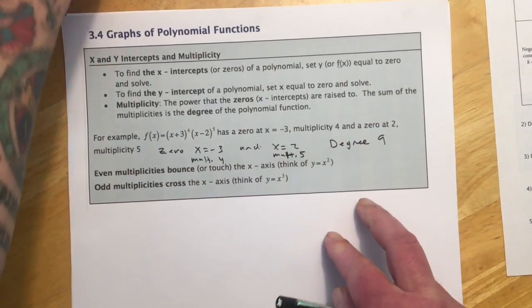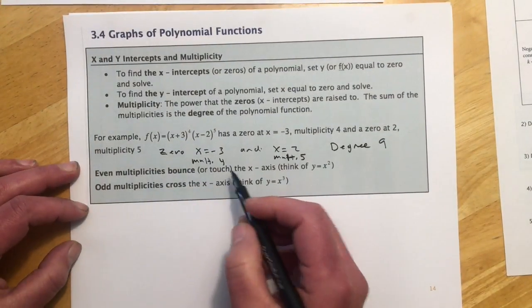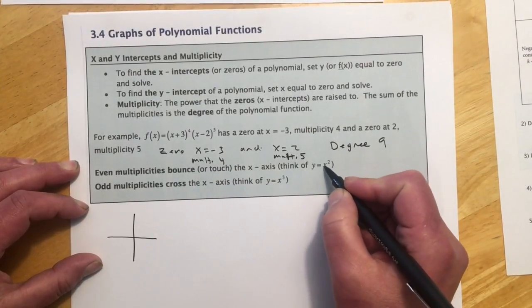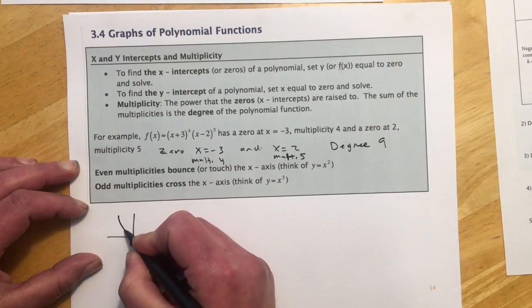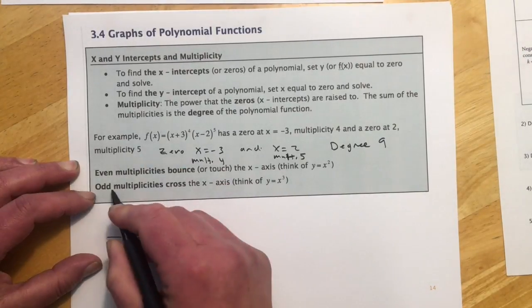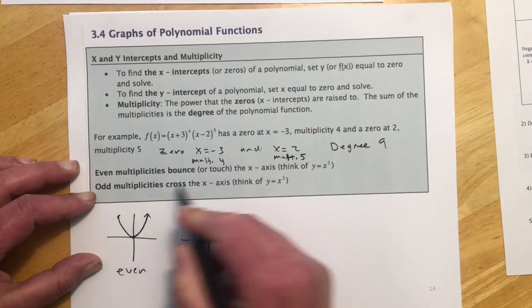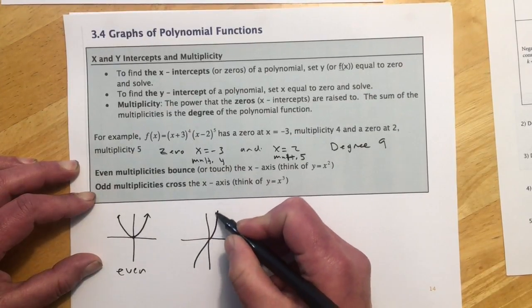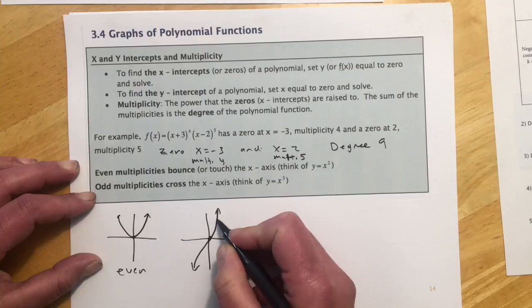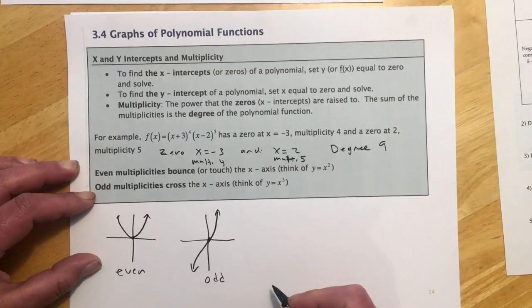The other two things that are really important along with this is that even multiplicities bounce or touch the x-axis, and think of x squared. So x squared is an even multiplicity with a 0 of 0, and it comes down and it just touches there and bounces back up, but it doesn't go through the axis. And so this is going to be all even multiplicities. Odd multiplicities cross, and so that's going to look like that. And so for these ones at the intercepts, the graph actually goes all the way through and comes out the other side. So that's going to be true for every even multiplicity and every odd multiplicity.